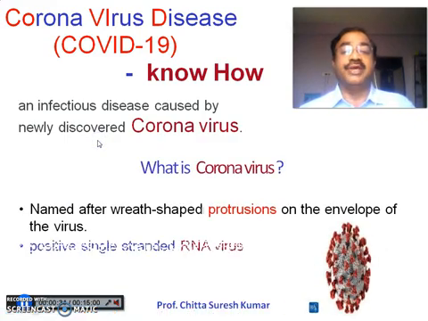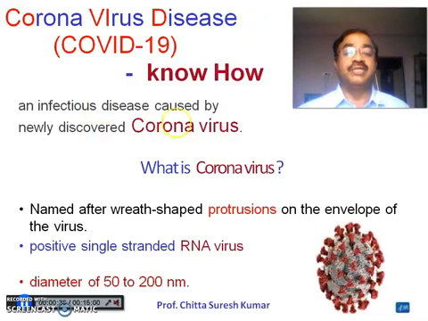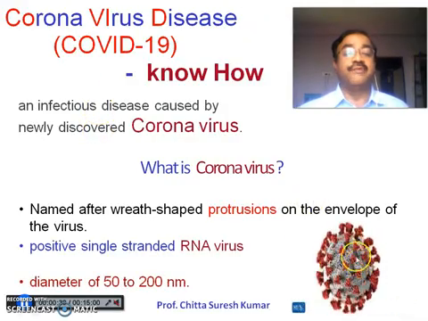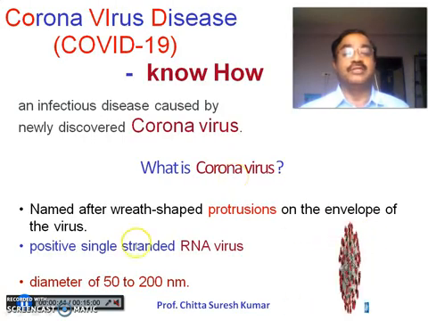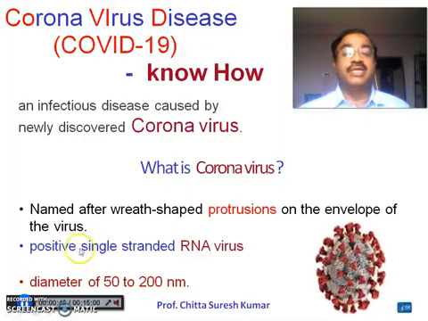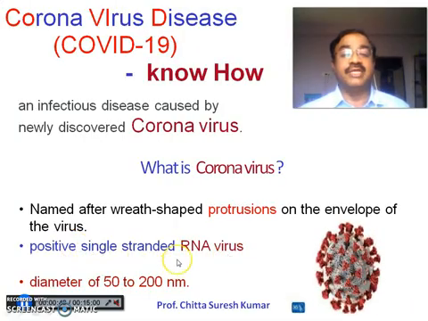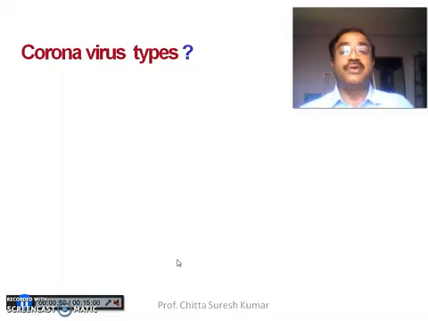So, what is a coronavirus? Why the name was given: if you observe, the coronavirus has protrusions on the envelope of the virus. Hence, the name coronavirus is given, and it is a positive strand, single strand RNA virus with a diameter of 50 to 200 nanometers.